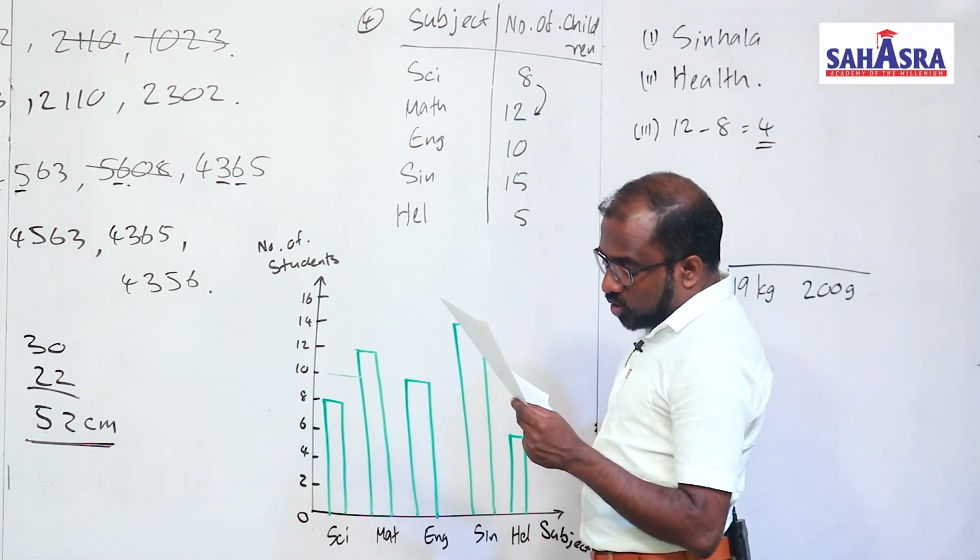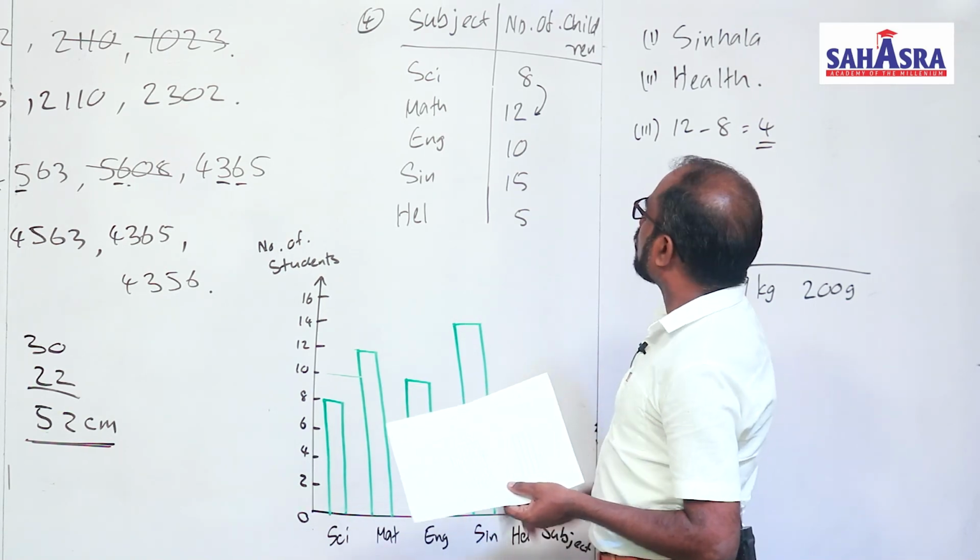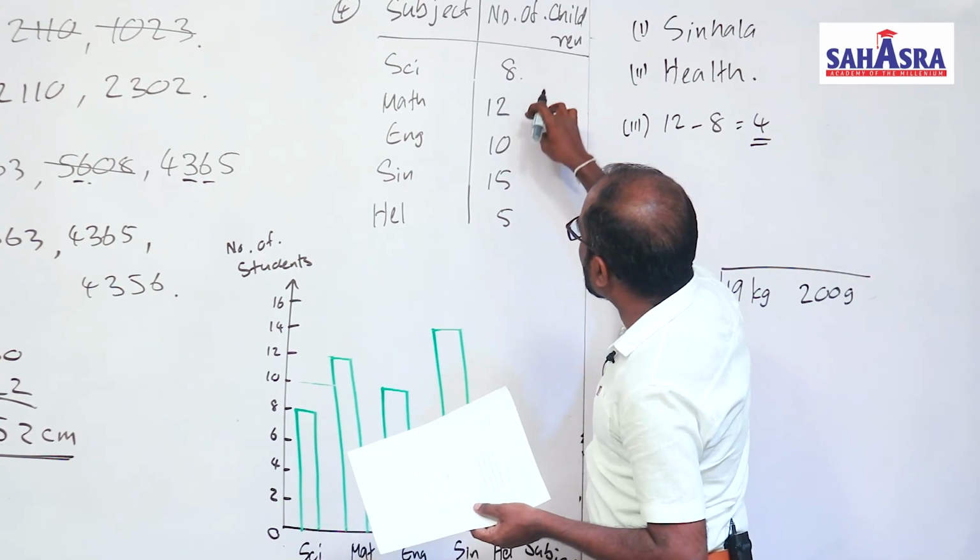Last one. How many children are there in the class? So, all the children in the class are included in this table.